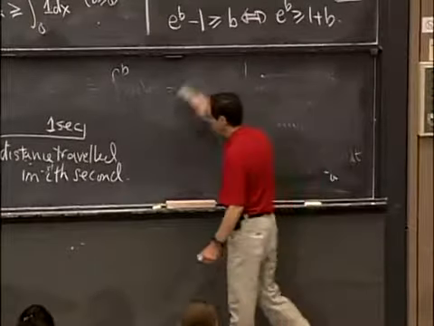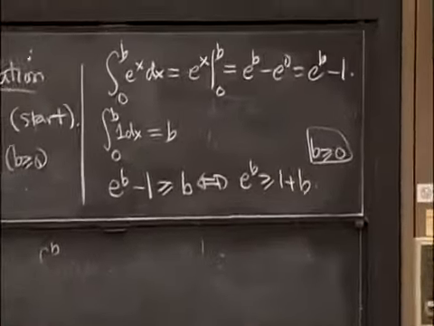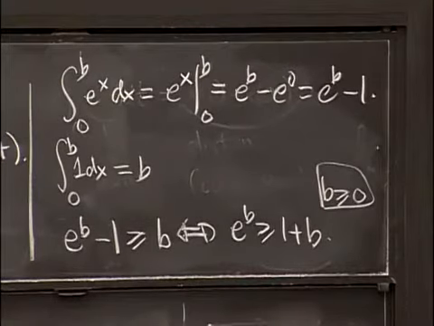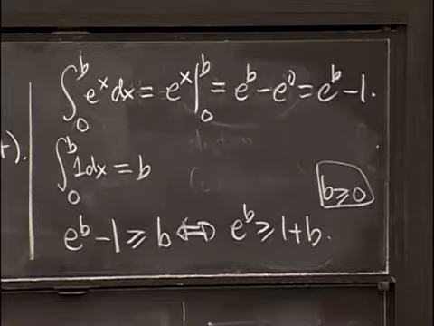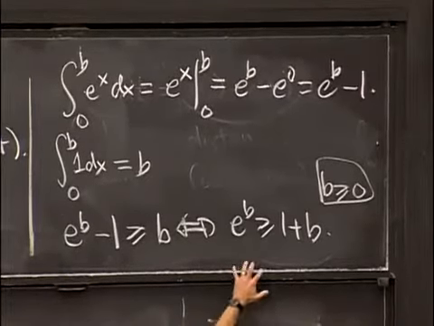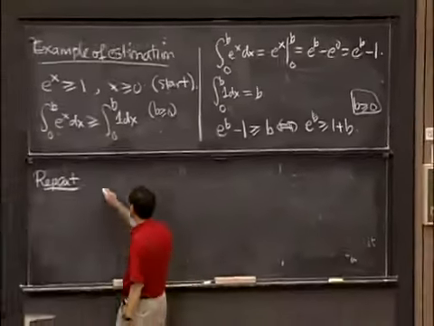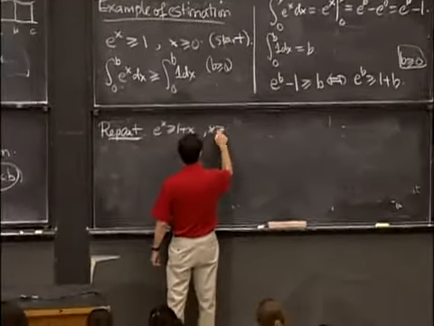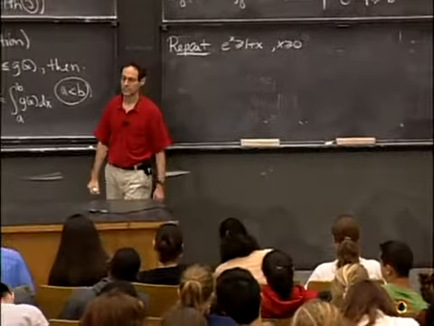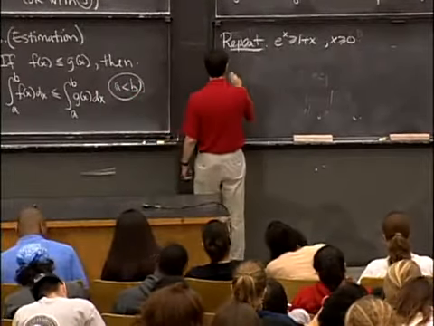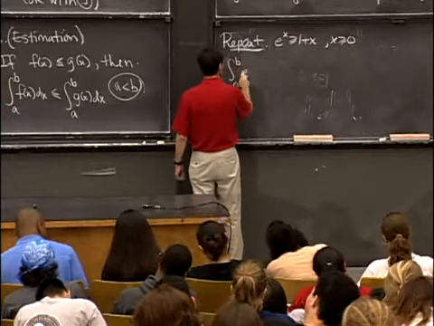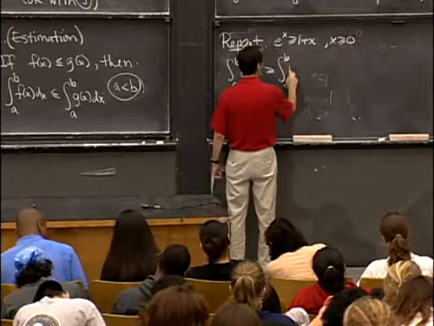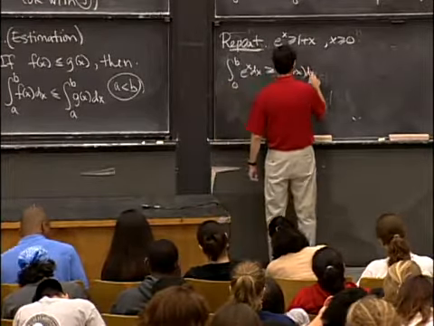All right. I'm going to just repeat this process. So let's repeat it. Starting from the inequality, the conclusion, which is sitting right here, but I'll write it in the form e to the x greater than or equal to 1 plus x for x greater than or equal to 0. And now if I integrate this one, I get the integral from 0 to b of e to the x dx is greater than or equal to the integral from 0 to b of 1 plus x dx.